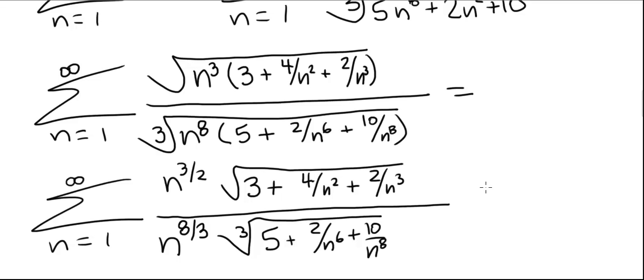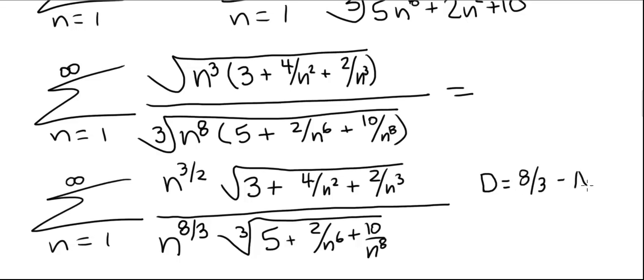Now let's look at the highest power of n that we see in the denominator. Let's call that power d. Now the radical, the cube root, is irrelevant, so we look at the highest power of n outside the radical, and that happens to be 8 over 3.